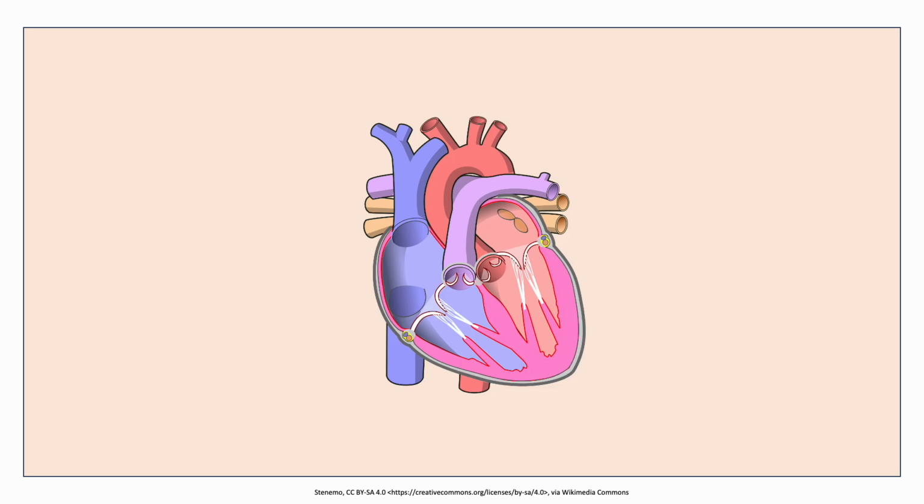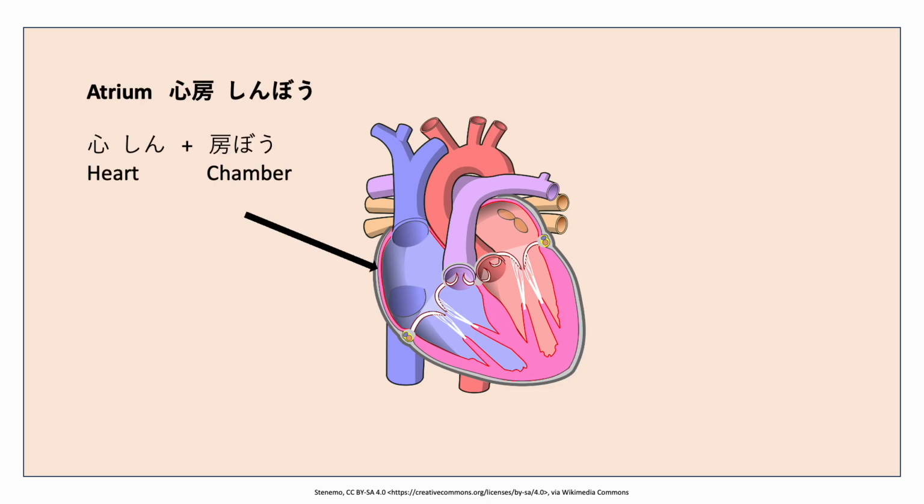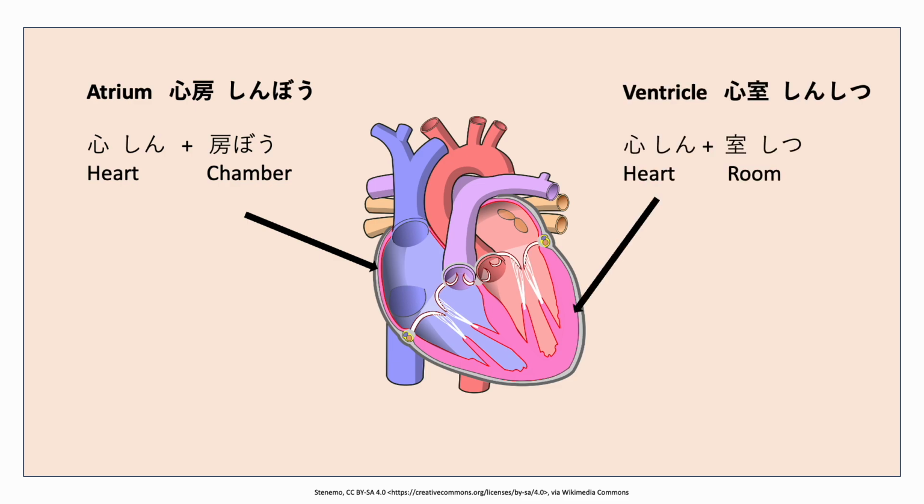So the heart is made up of 4 chambers, with the top 2 chambers being atria, or atrium, and the bottom 2 chambers being ventricles. So the word for atrium is shinbo. Breaking the word down, we first have the kanji shin, again used as a prefix for the heart, followed by the kanji bo for chamber or room, together making heart chamber, or shinbo, which is the atrium. So with the atrium being one of the chambers of the heart, the kanji for heart and chamber were used in the construction of this word.